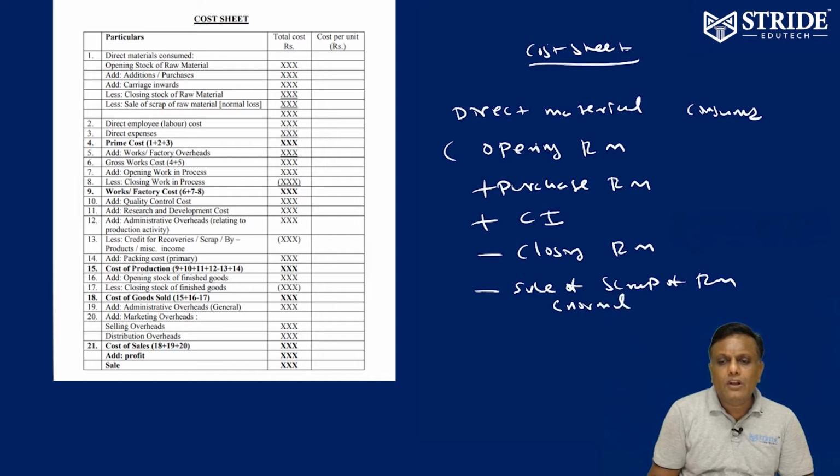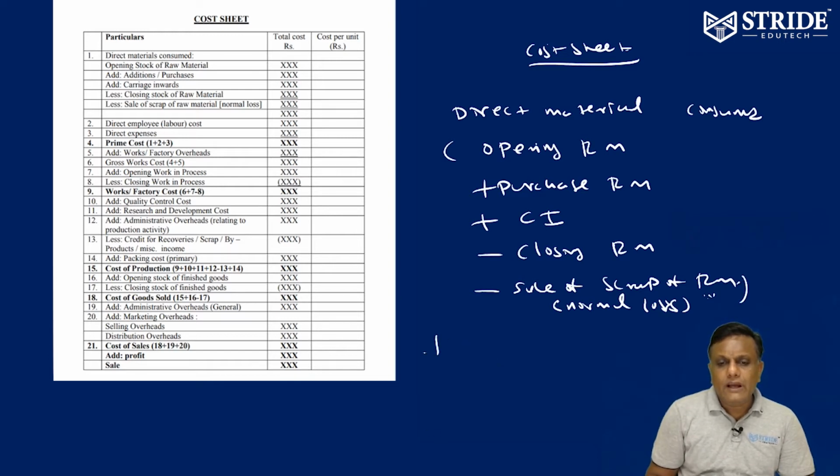normal loss. What is sale of scrap of raw material? Suppose in bringing the material to the production, meantime if any scrap arises, it can be sold in the market. So it is a normal loss. That revenue should be adjusted with the cost. So if it is a normal loss, sale of scrap of raw material is a revenue, and should be subtracted from the cost. So this is direct material consumed.